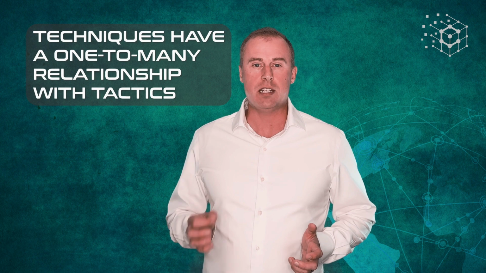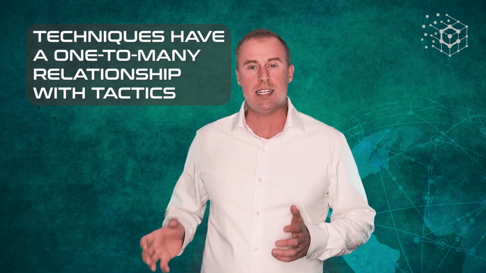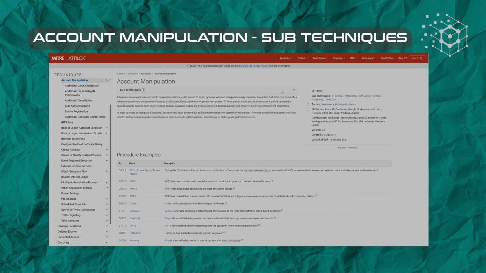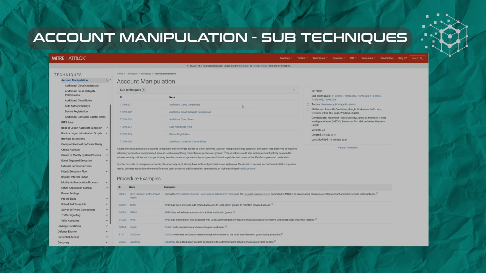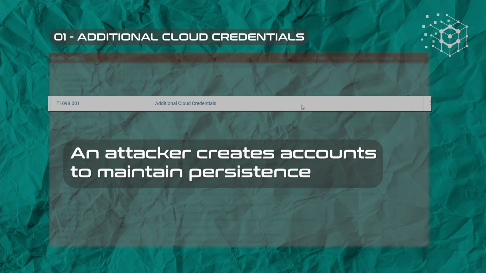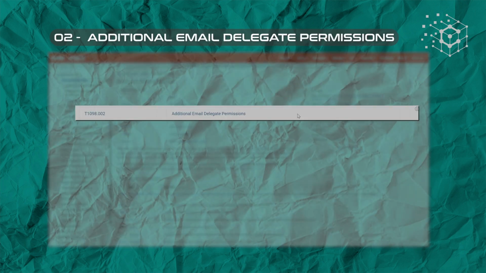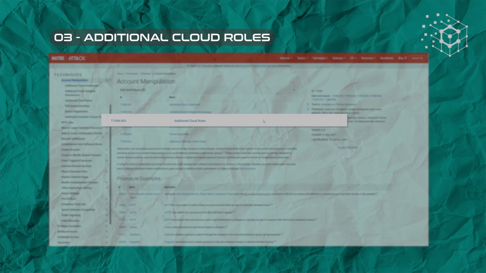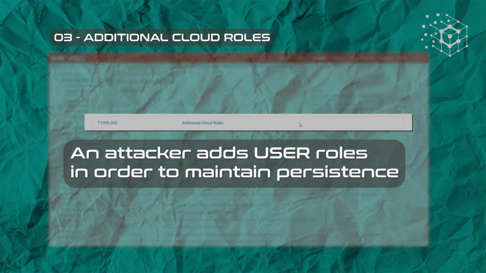When in the matrix, you can take a deeper look and show sub-techniques and subsequent details. For example, in the technique of account manipulation under the persistence tactic, there are 6 sub-techniques. The 6 sub-techniques are as follows. 1. Additional cloud credentials. This can occur when an attacker creates or adds accounts to be able to maintain persistence. 2. Additional email delegate permissions. This occurs when an attacker grants themselves or delegates folder or mailbox privileges that can be used to maintain persistence or for business email compromise. 3. Additional cloud roles. This is where an attacker adds user roles in order to maintain persistence or assign the role to a compromised user to elevate privileges.